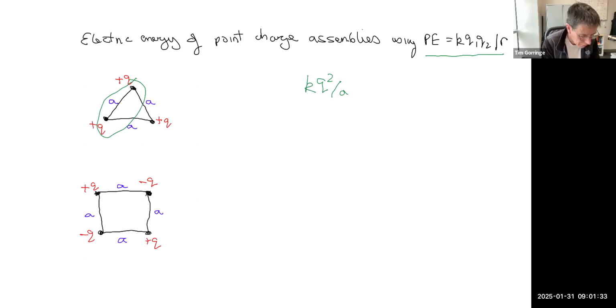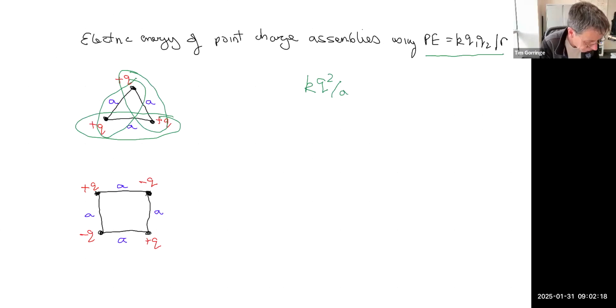And then we could ask, what are the other pairs? I can see two other unique pairs. There's this pair here that involves the top charge again and the bottom right charge. And then there's a third pair, which involves the left-hand charge and the right-hand charge. So there are two more pairs here, and this is the total number of unique pairs in this triangular arrangement. There are 3 of them.